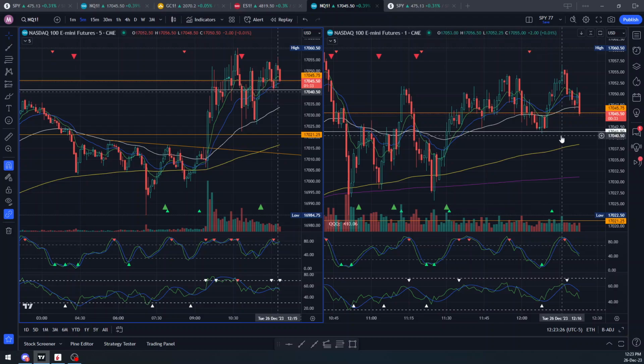Okay, so this is working as a support. If we lose this, then that means we are either going to bounce, the next bounce will be from the 200 EMA or straight from VWAP. So we are in pretty shady areas right now.